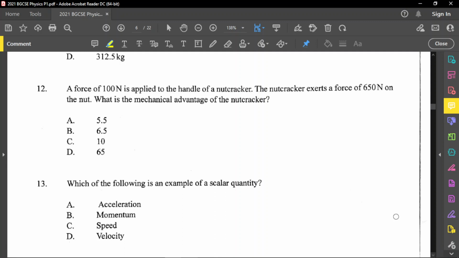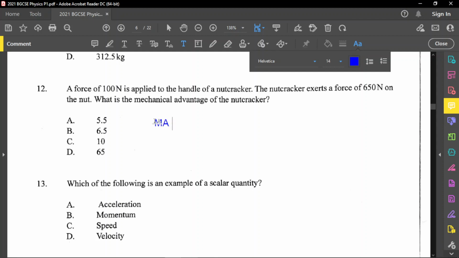And so for mechanical advantage, just remember the formula: MA equals the output force over the input force. And so the output force, as we notice here, will be equal to the 650 newtons. So it's going to be 650 divided by 100. And so 650 divided by 100, what you're going to get there is 6.5.